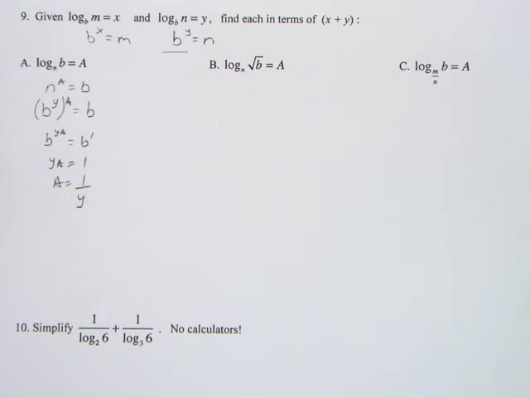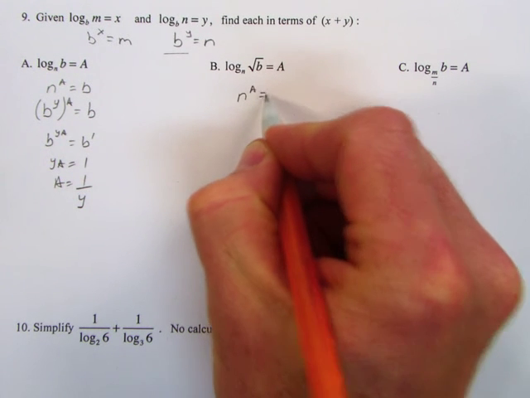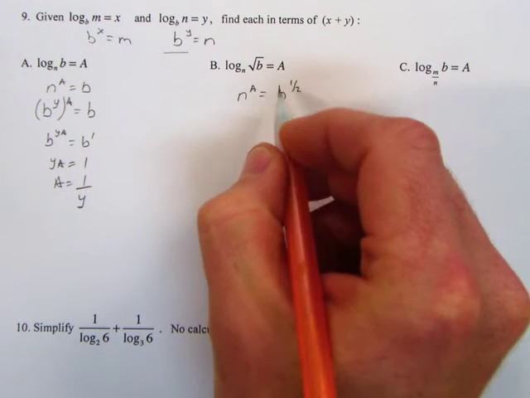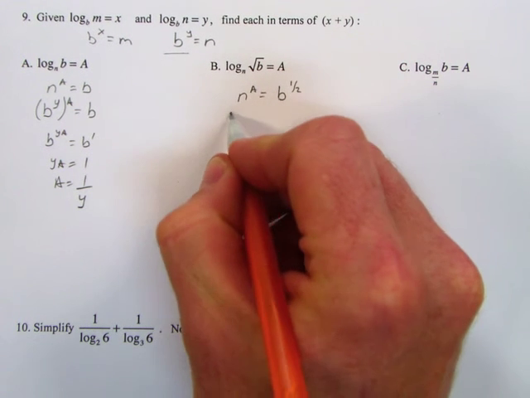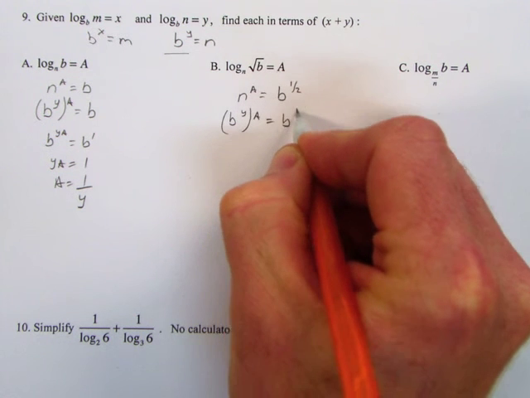Now that you've seen it, try the next two by yourself, and then check in with the video. This would be n to the a, again, I already have it set up there, equals square root of b, or b to the 1/2. So n again is b to the y, b to the y, a equals b to the 1/2.